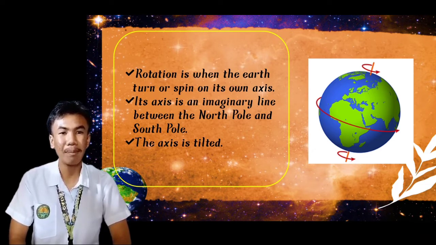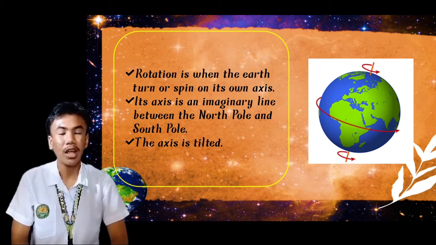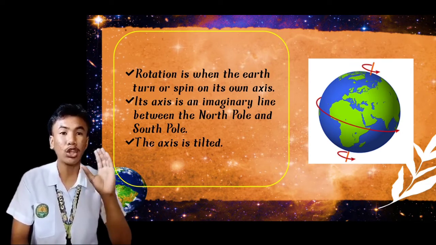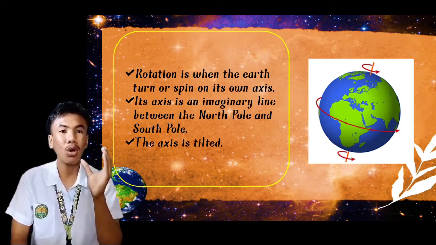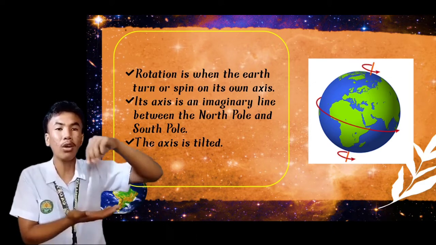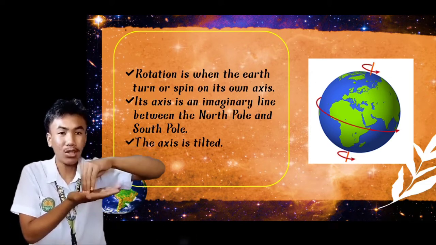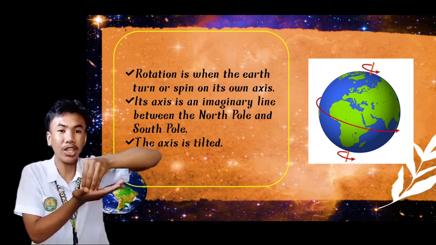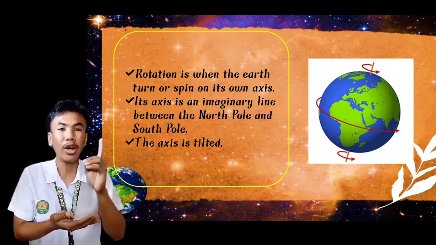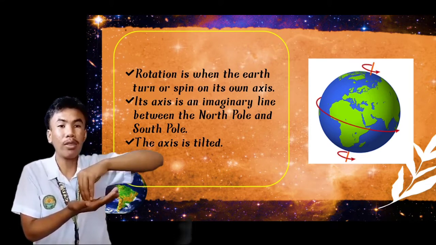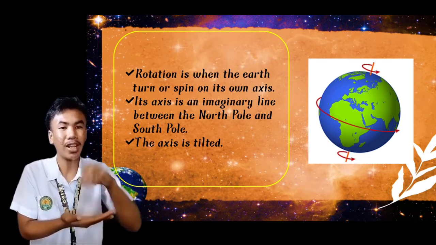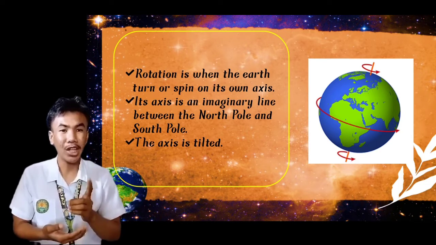As you can see in the PowerPoint presentation, rotation is when the Earth is turning on its own axis. There is no change in the location of the Earth; in its own place, the Earth is just turning. For example, a person who is standing and turning without changing location. That is what we call rotation.